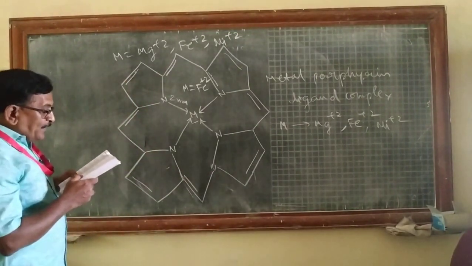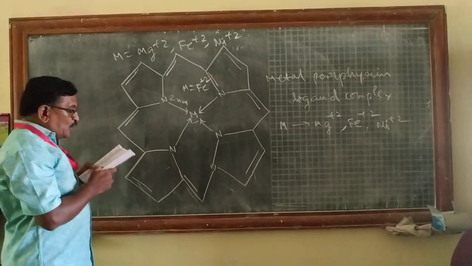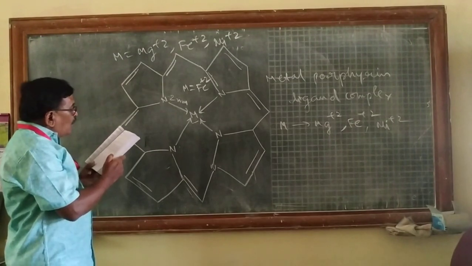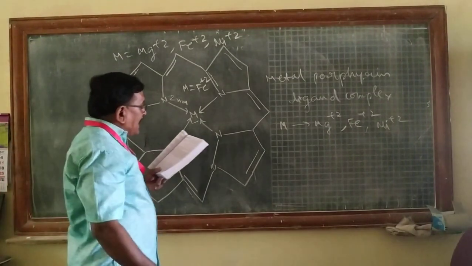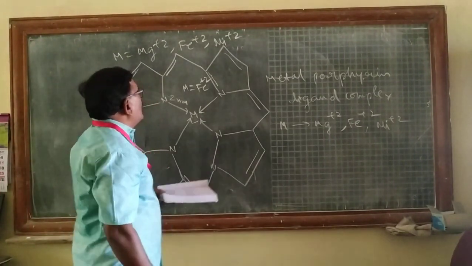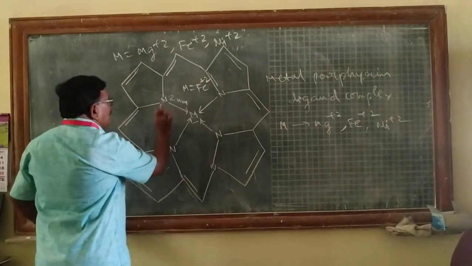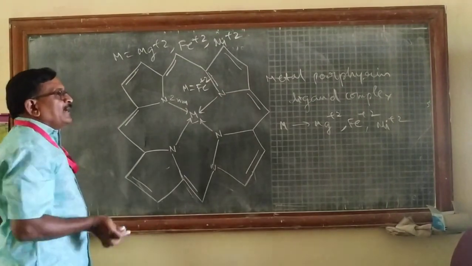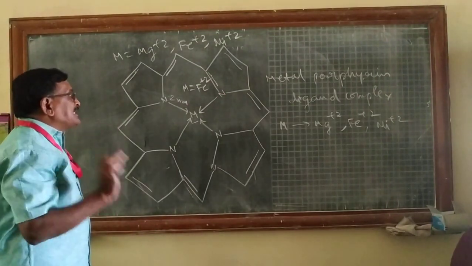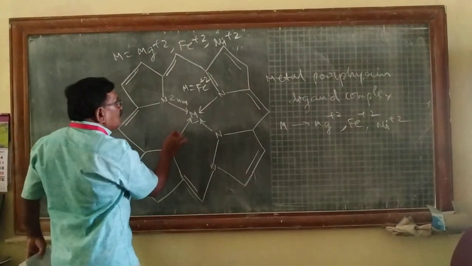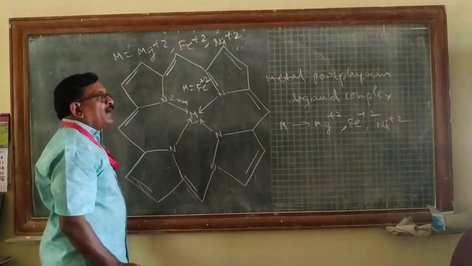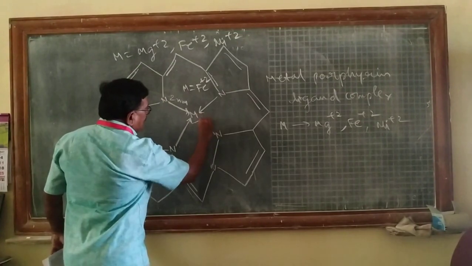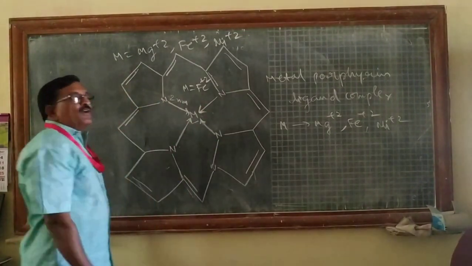The next point is that these porphyrins act as tetradentate ligands with 4 nitrogen donor sites. This is the first nitrogen atom, this is the second nitrogen atom, this is the third nitrogen atom, and this is the fourth nitrogen atom. They are called donor sites because these bonds are coordinate bonds. This is the first coordinate bond, this is the second, this is the third, and this is the fourth coordinate bond.